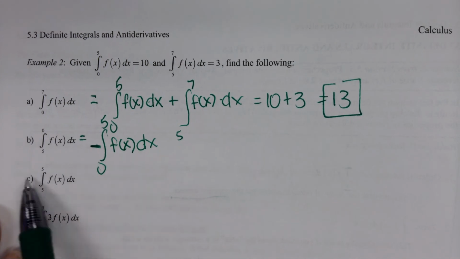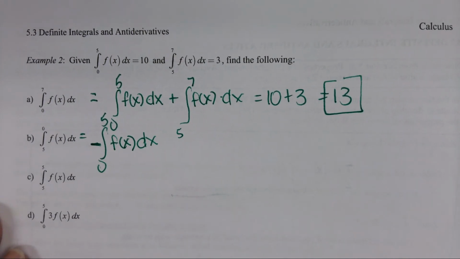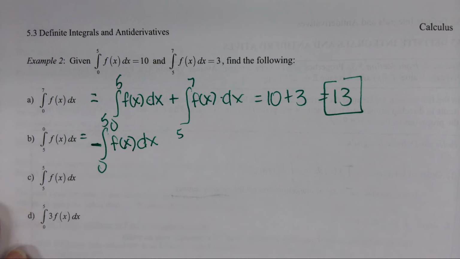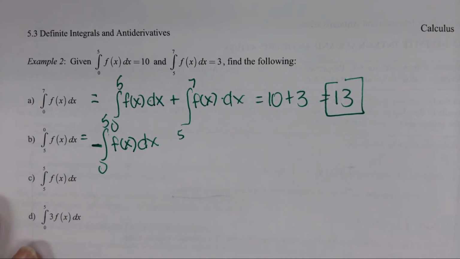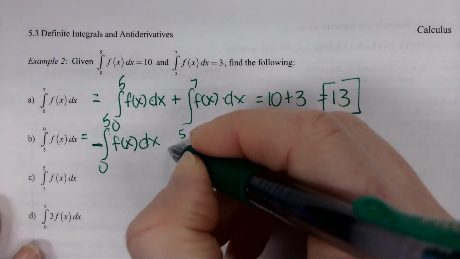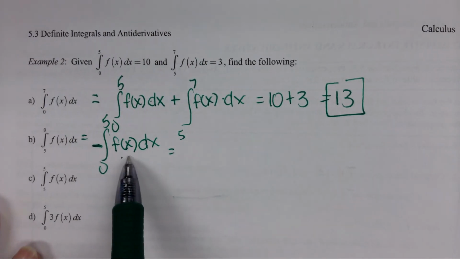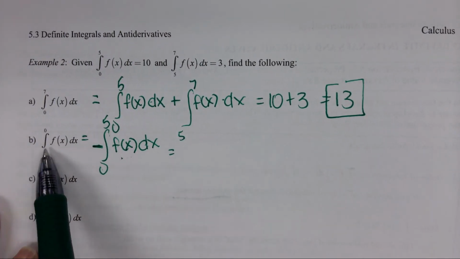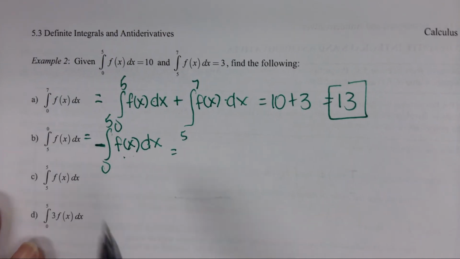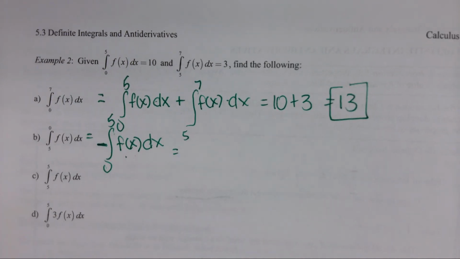Reversing the endpoints of integration is going to change the sign of whatever the integral is. So if it's negative, it would become positive. If it's positive, it would become negative. 5 to 0 basically says you're going backwards. That makes the integral negative.